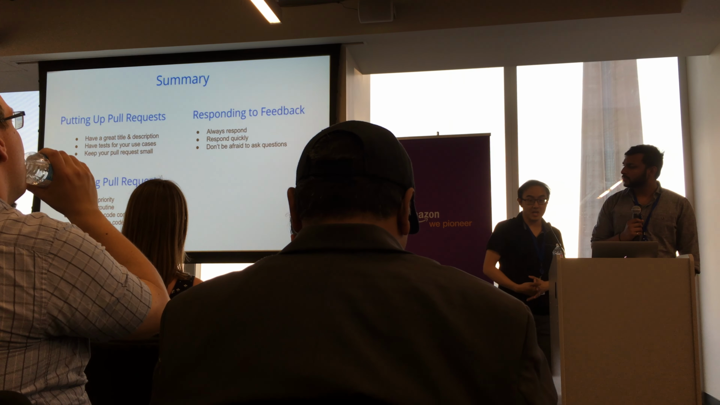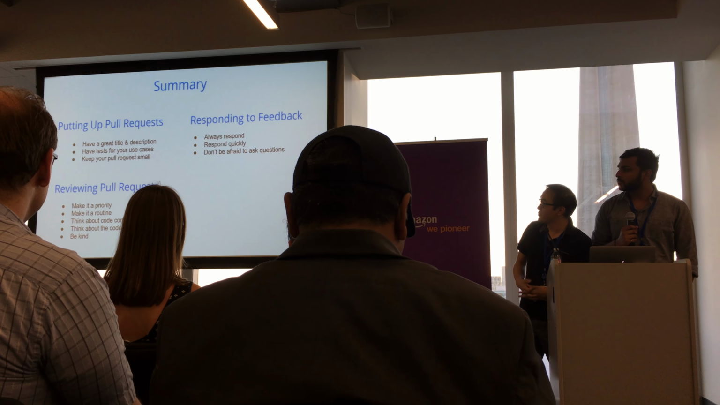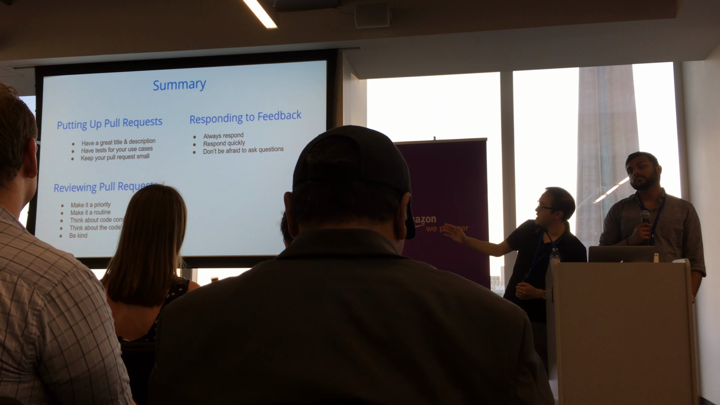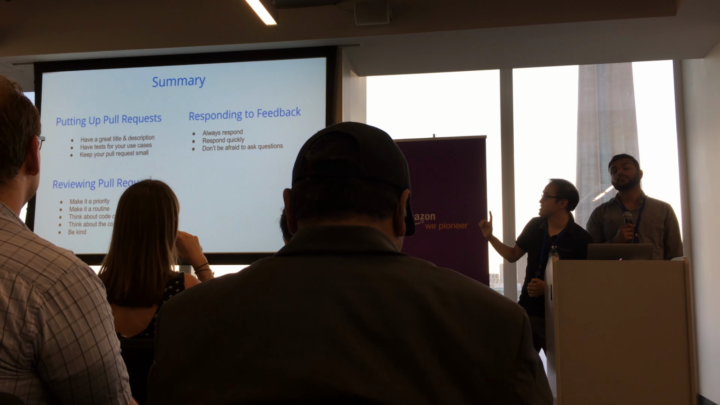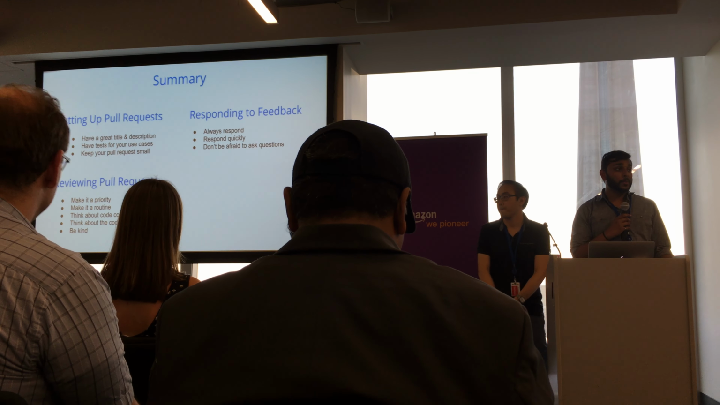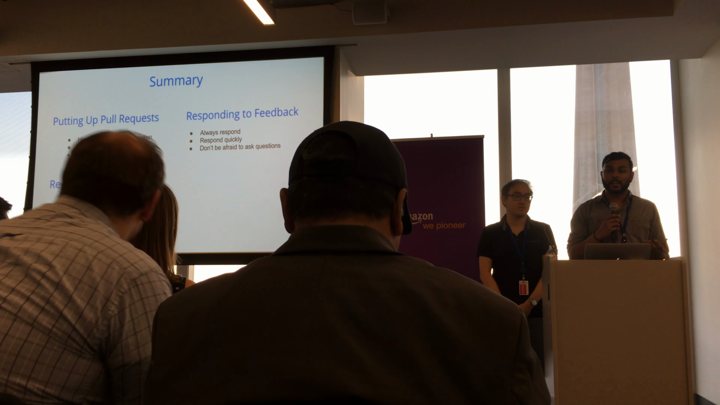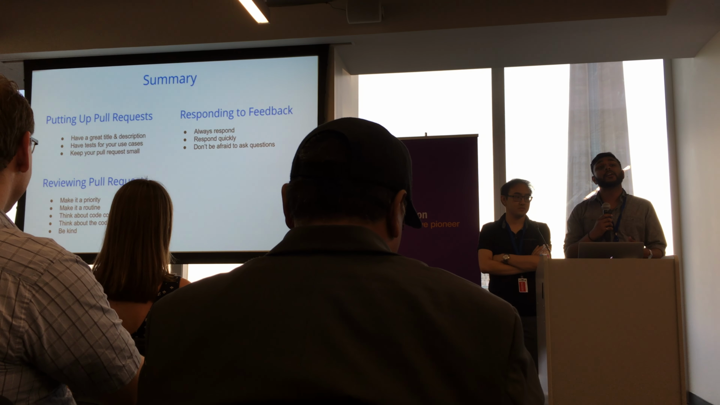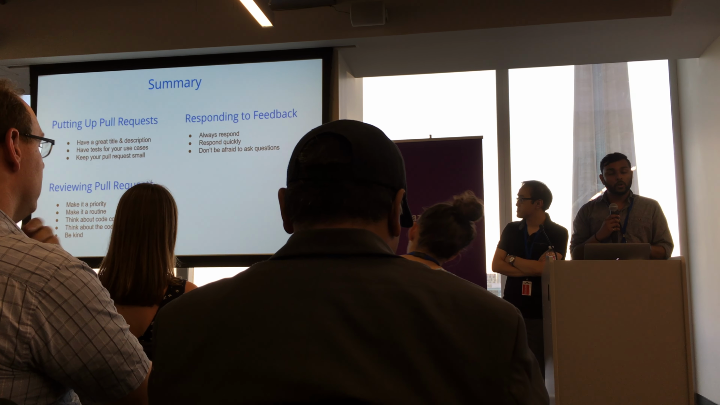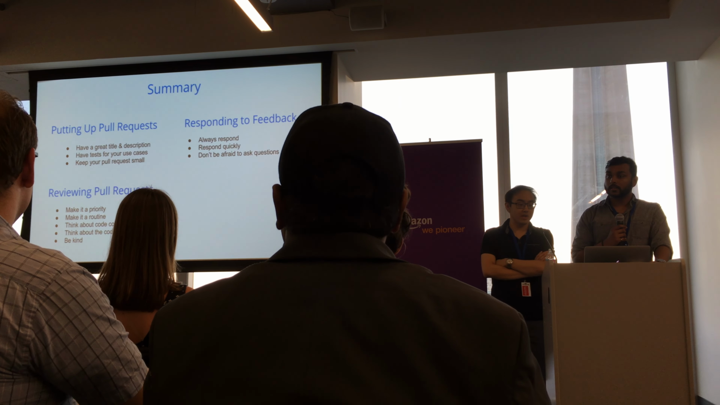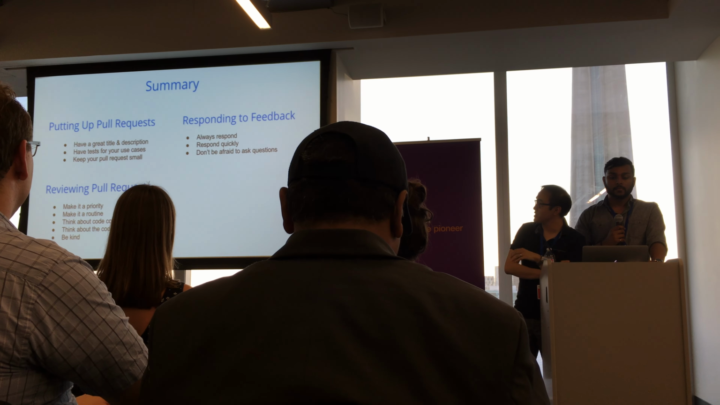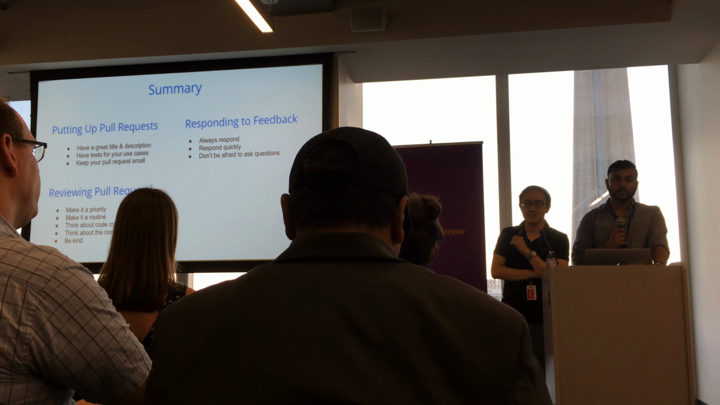So, in summary, when putting up your pull request, have a great title and description, have tests for use cases, and keep your pull requests small. And when reviewing pull requests, try to make it a priority and even a routine. Also, remember, think about the architecture and think about the downstream dependencies. But most importantly, always be nice. And when responding to feedback, always respond, do it quickly, and don't be afraid to ask any questions. With that in mind, does anyone have questions?